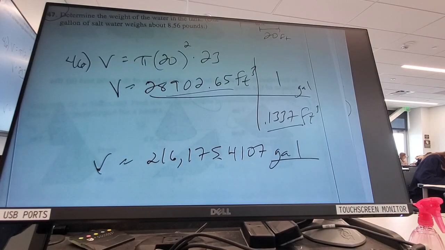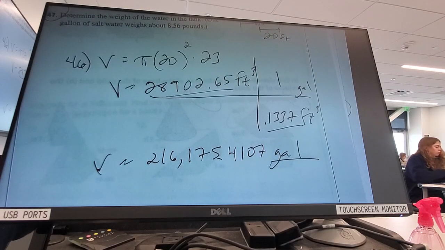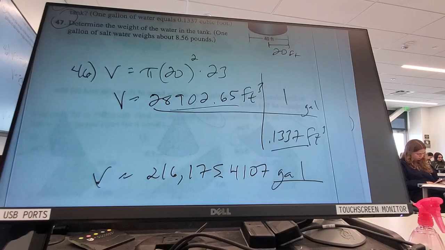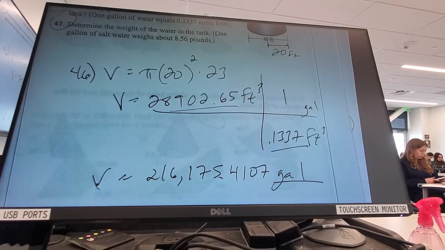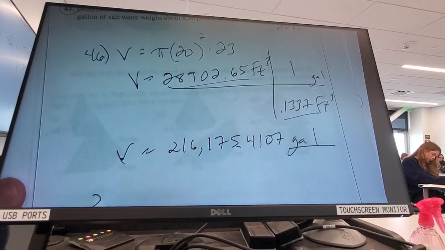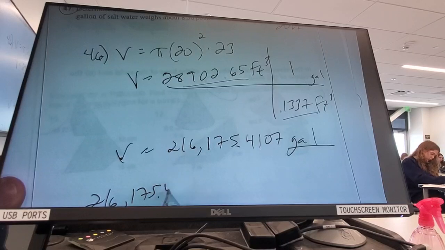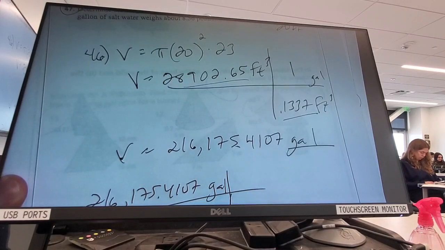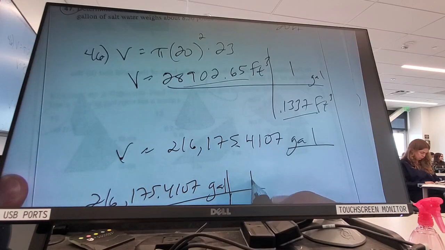You guys got the same number, or are you just rolling with it? You're all like, that sounds good. And then number 47 just says, go one more step. Every gallon weighs 8.56 pounds. So now I can just take the number we got. I want to kill gallons and replace it with pounds.